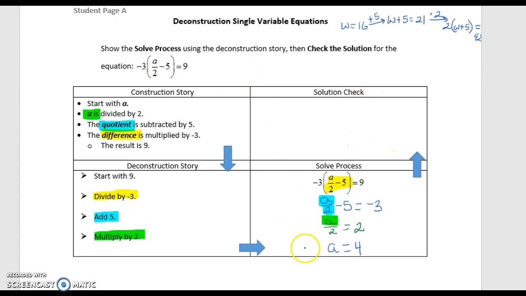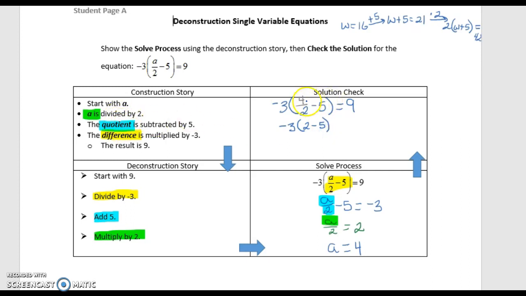So when I check my solution, I'm going to plug the value of 4 where I see the a. So I have -3 times the quantity of 4 divided by 2 minus 5, and that equals 9. At least we're going to check to see if it equals 9. Well, the first thing I need to do is take a, which is 4, and divide that by 2, exactly what my construction story is telling me to do, which means it's -3 times 2 minus 5.